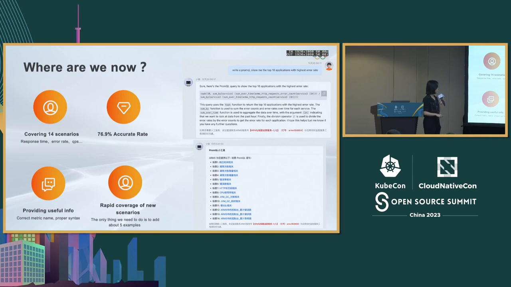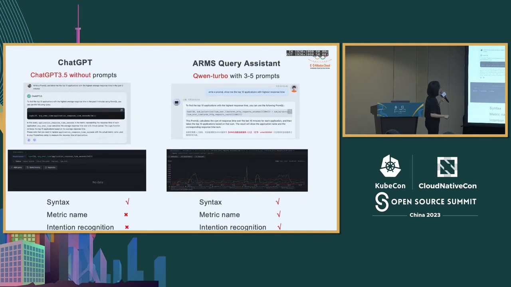The most important thing is that we use prompt engineering, but not fine-tuning. So it is very easy for us to cover a new scenario. The only thing we have to do is to add some, like 5, examples of natural language to PromQL. We also made some comparison between our query system and ChatGPT. We checked ChatGPT without any prompt, and it turns out the PromQL it provides is wrong.